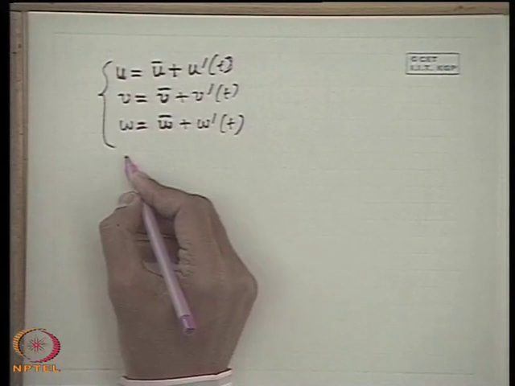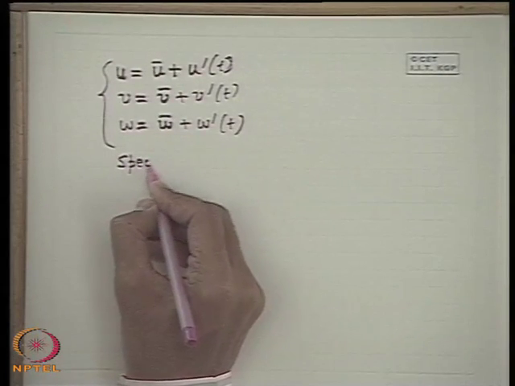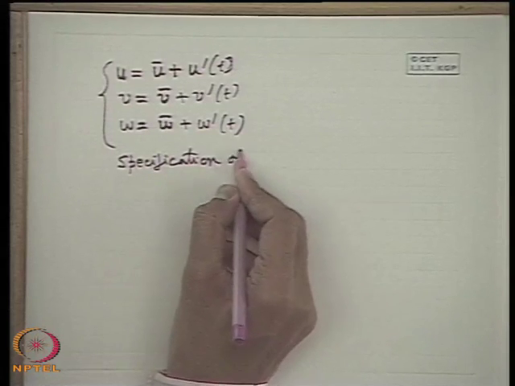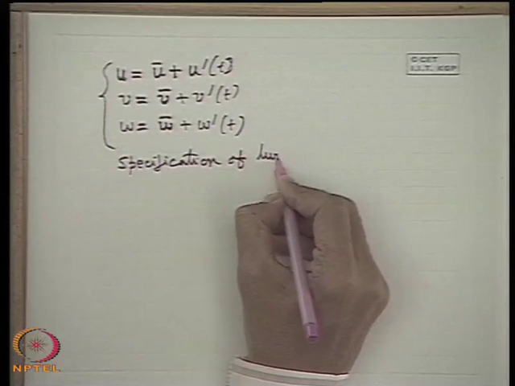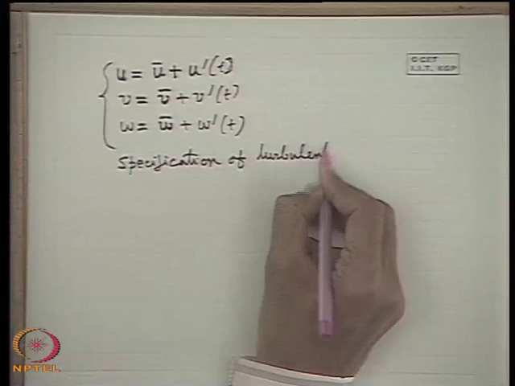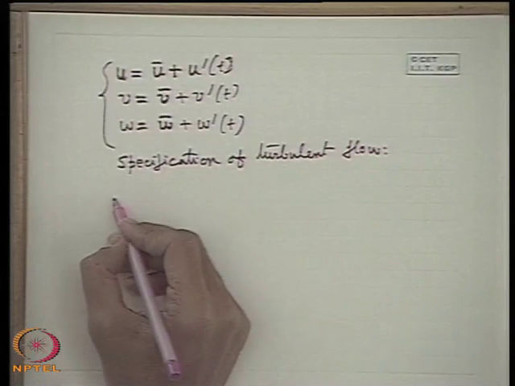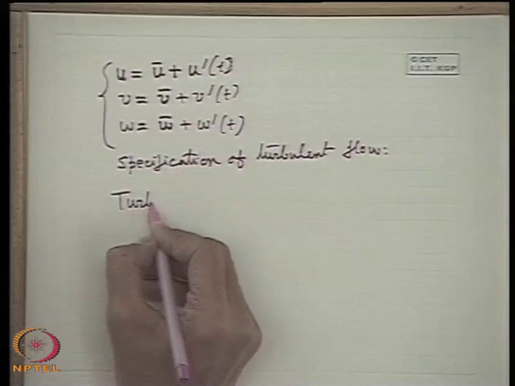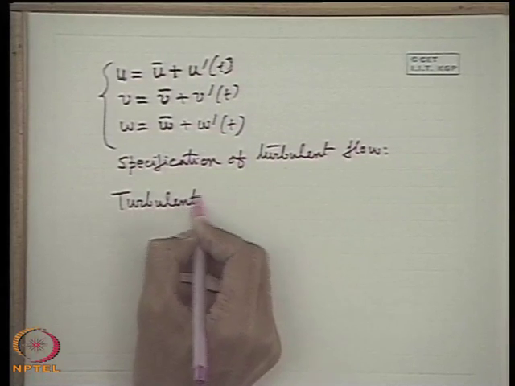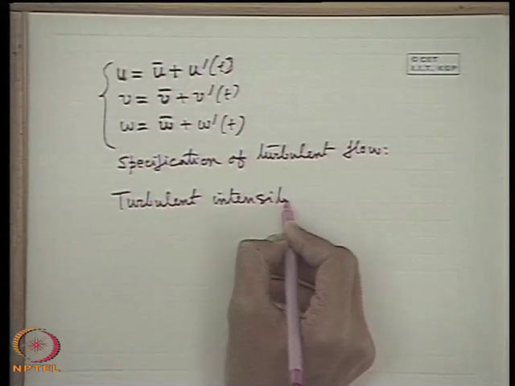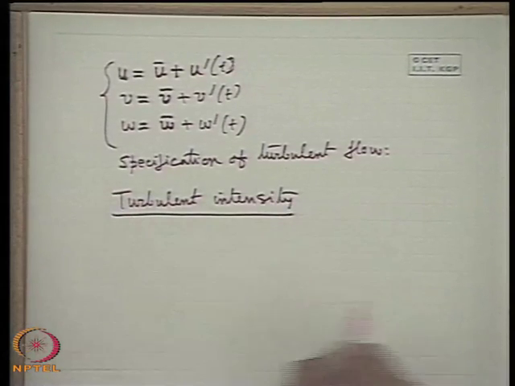Now, specifications of turbulent flow. One specification is the turbulent intensity. What is meant by turbulent intensity? Turbulent intensity signifies or specifies the degree of turbulence in the flow field.